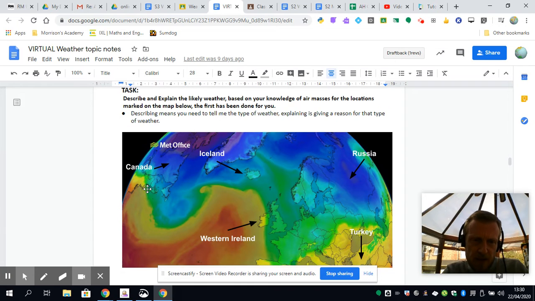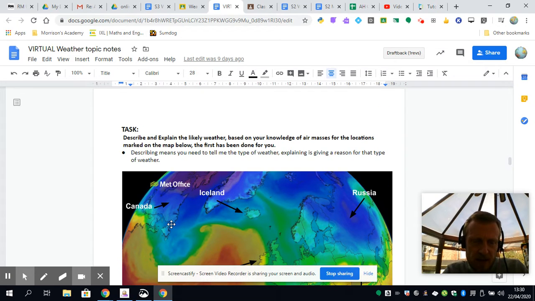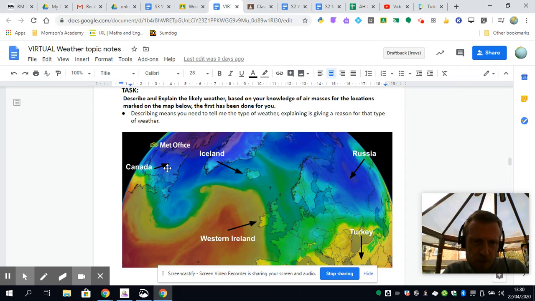to describe the weather in Canada, we would say the weather in Canada is going to be cold and it's going to be dry. Now, how do I know it's going to be cold and it's going to be dry? Well, if I have a look at the air mass that's sitting over it, first of all, Canada is part of a continent. So because it's part of a continent, it's going to be dry because air that comes from continents doesn't contain much water moisture. I know it's going to be cold because the air right now sitting over Canada is coming from the poles.